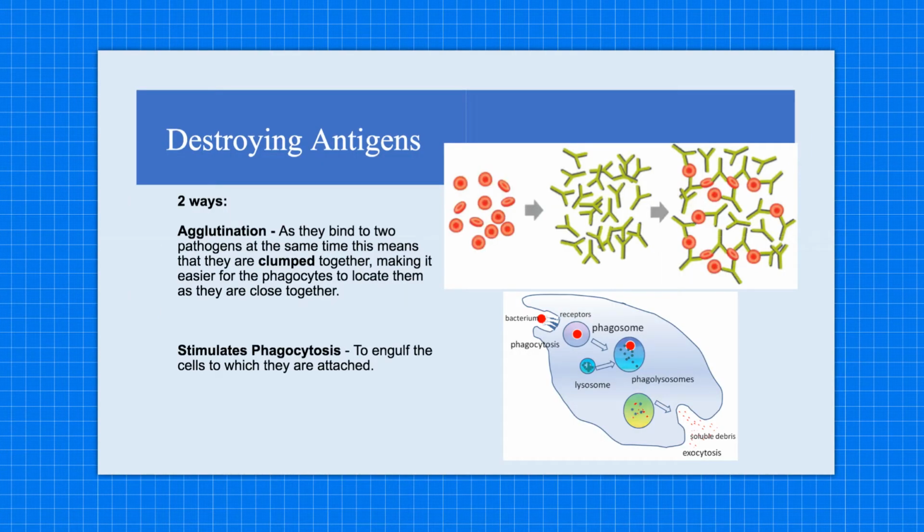So there are 2 main ways that antibodies will destroy antigens. The first one is what we call agglutination. This diagram shows agglutination, and as the antigens bind to 2 parts of the antibody, to the variable site, they get clumped together, and that makes it easier for these phagocytes to locate them, as they are very close together. So that stimulates phagocytosis, and that engulfs the cells to which they are attached.